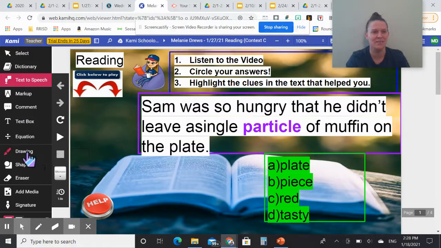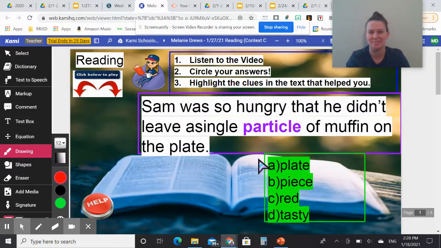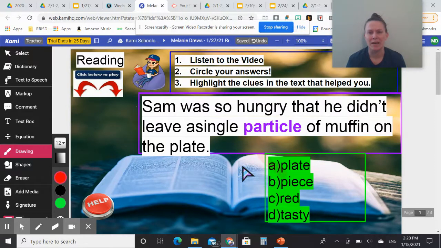Okay, so I could even use my drawing tool as I go on and be like, okay. Piece. So hungry that he didn't leave a single piece. Ooh, I think that one's it, but I'm going to make sure, right? I can go with the other choices and kind of make sure. A single red of the muffin. Muffin can't be red. That kind of makes sense. Okay. Tasty muffin. Ooh, okay. So it could be tasty.